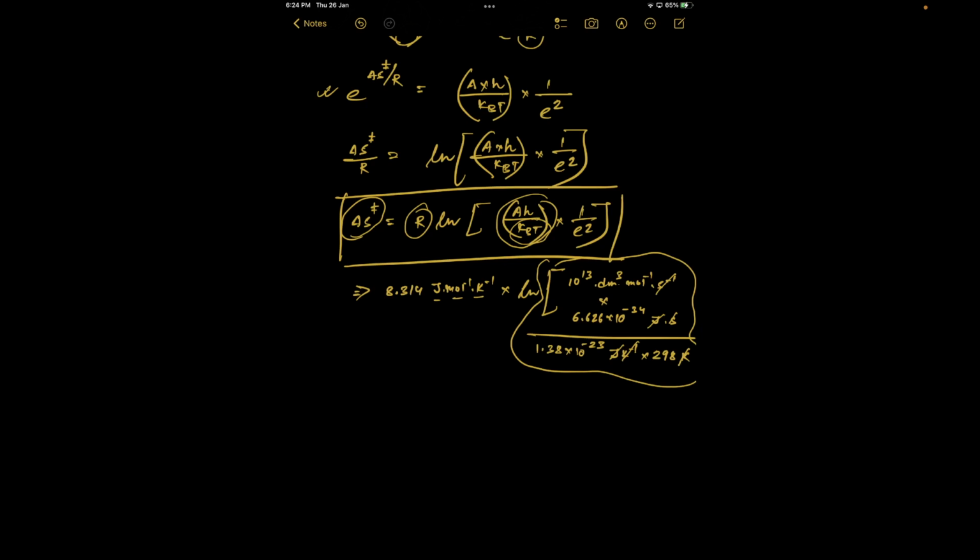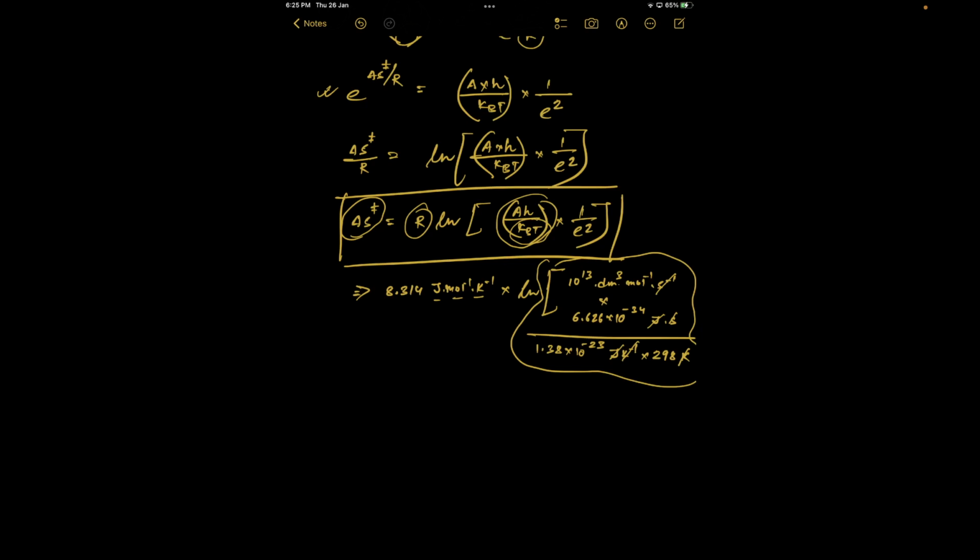The basic thing is that you have to put all these values in SI units. The good thing is that the values of the Planck constant, gas constant, and Boltzmann constant in this question are all given in SI units, in the proper unit. So you have to just put all these values.